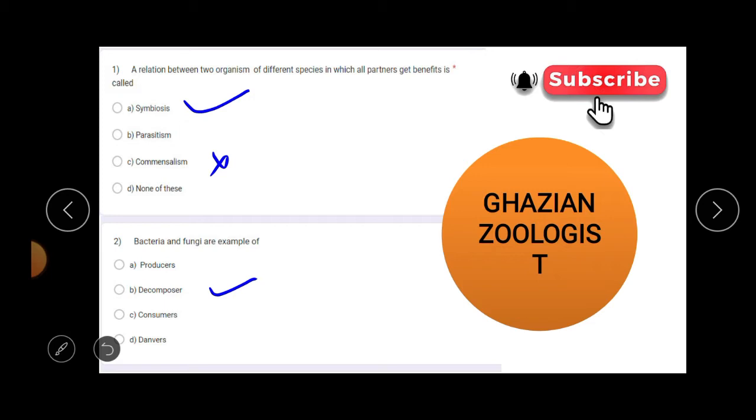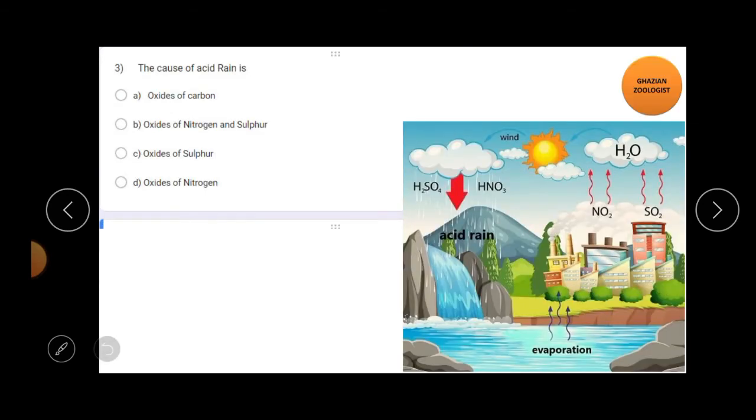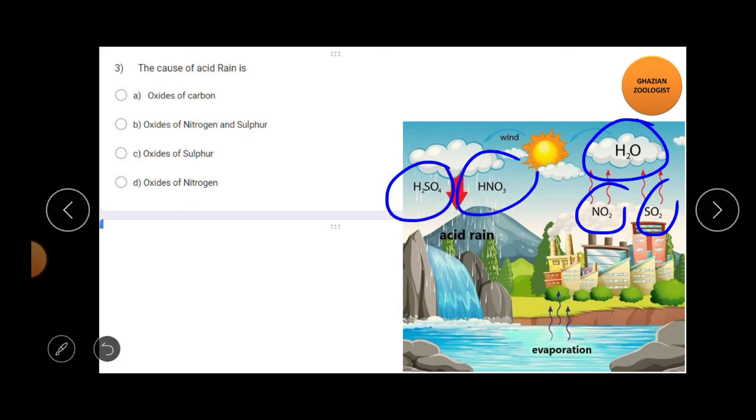Our next MCQ is the causes of acid rain. Actually, when oxides of nitrogen and sulfur dioxide go to the air and react with water or rain, a chemical reaction takes place in which sulfuric acid as well as nitric acid are produced, and these acids are harmful to living organisms as well as different buildings. So the right option is oxides of nitrogen and sulfur.